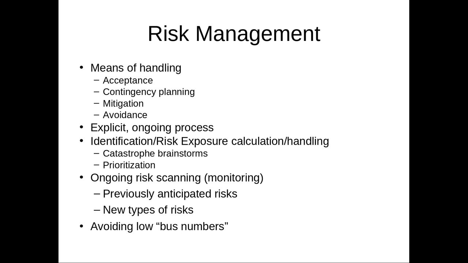There are a bunch of different ways to do risk management. Sometimes you accept the risk. You just say, look, we know this is a risk. We thought about it. Keep an eye out for it, but fundamentally we accept this risk. Two big ones, though, I really want to emphasize are contingency planning and mitigation. What's the difference between the two?